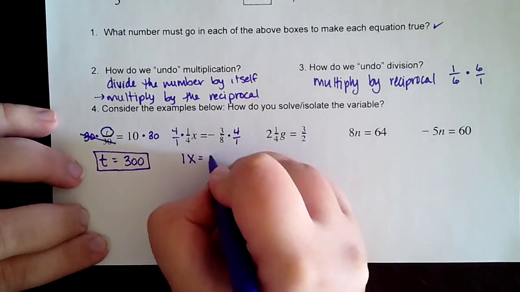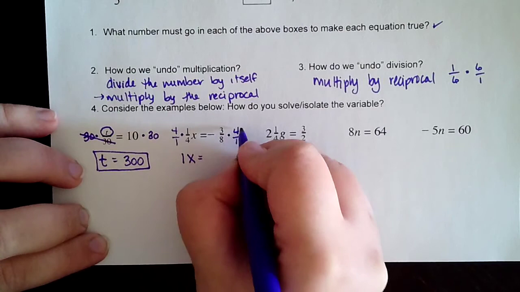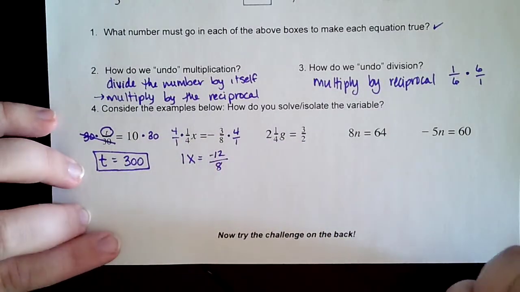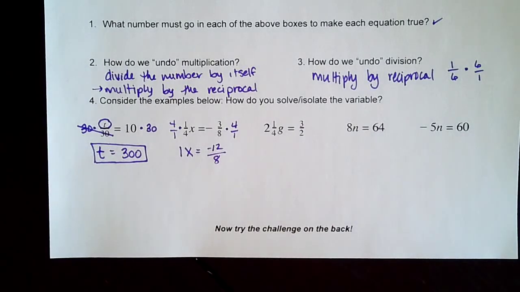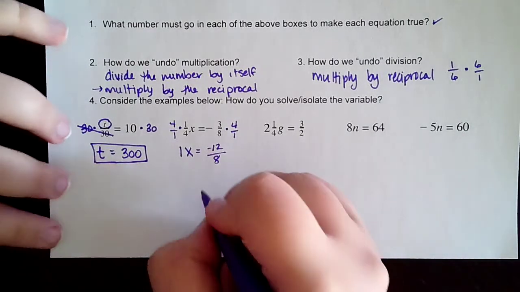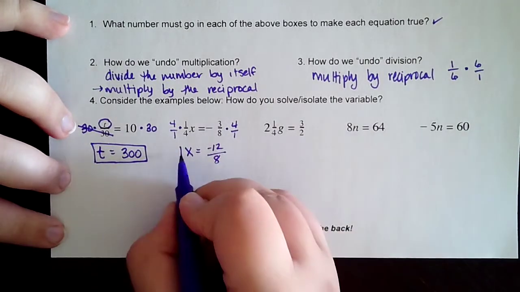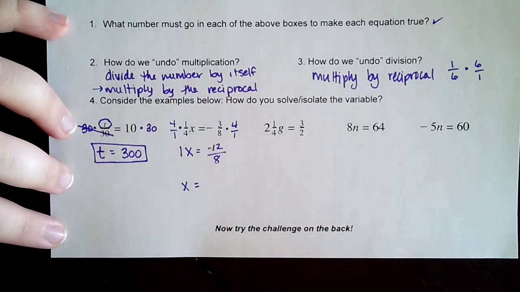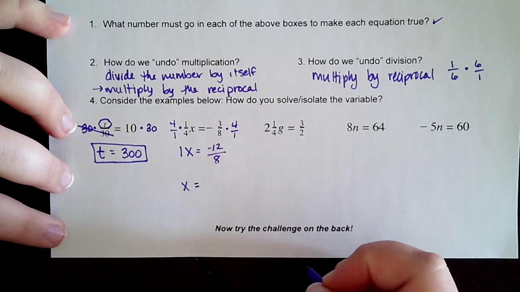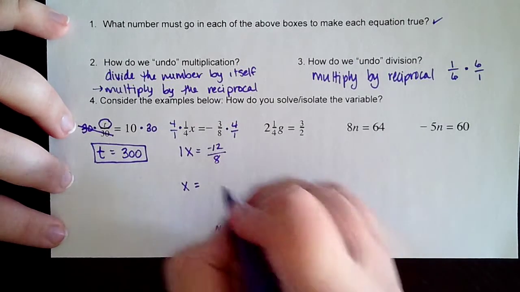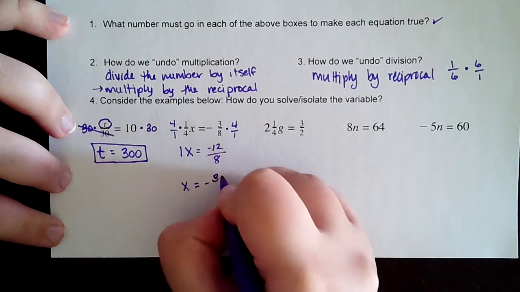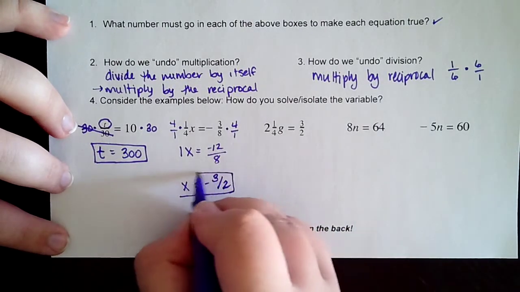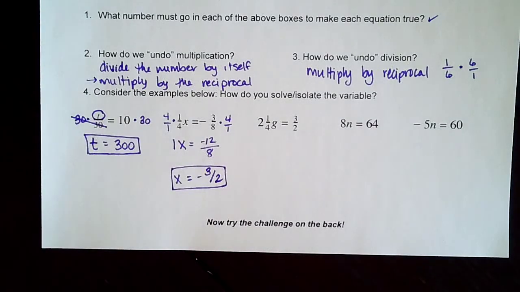So 1x is going to equal negative 3 times 4 is negative 12 on top, 8 times 1 is 8 on bottom. Of course, this isn't how I'm going to leave my answer because it's not simplified. I'm going to get rid of that 1 to start off with, and then I'm going to reduce this. Negative 12 over 8 becomes negative 6 over 4, or negative 3 over 2. Now that I have my variable isolated, I box it and move on.